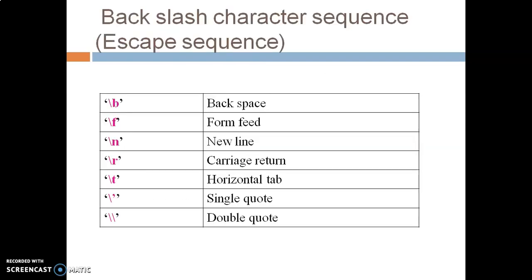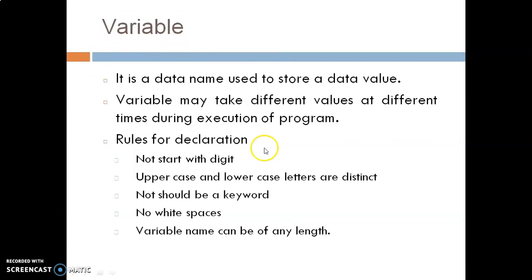Now backslash operators or backslash character sequences. You can see this is the category of your escape sequences or backslash character sequences that we are using in our program.